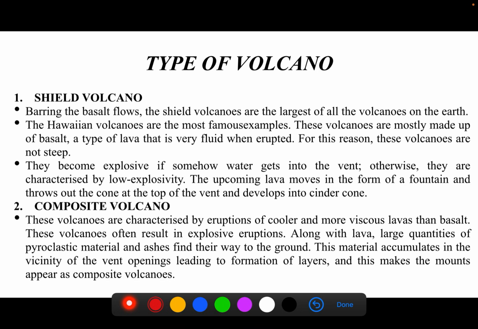Let's study the shield volcanoes. Barring the basalt flows, the shield volcanoes are the largest of the volcanoes on earth. So these are the second largest volcanoes on earth, below the basalt flows. What are these basalt flows? We will see in the video. The Hawaiian volcano is the most famous example. We have seen in the video also, the Hawaiian volcano example was mentioned. These volcanoes are mostly made up of basalt, a type of lava which is very fluid when erupted.